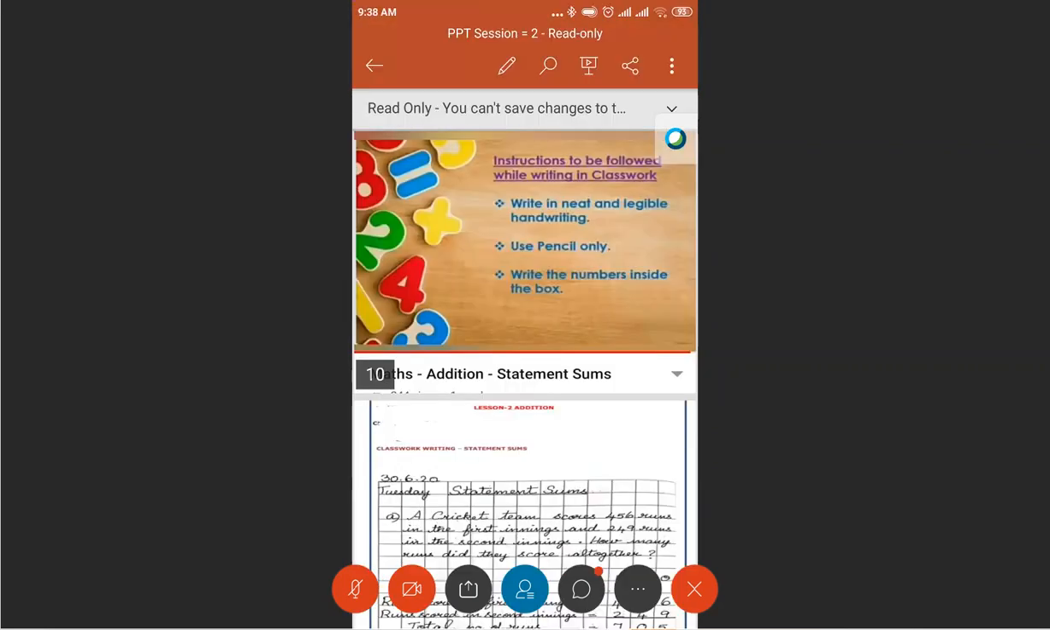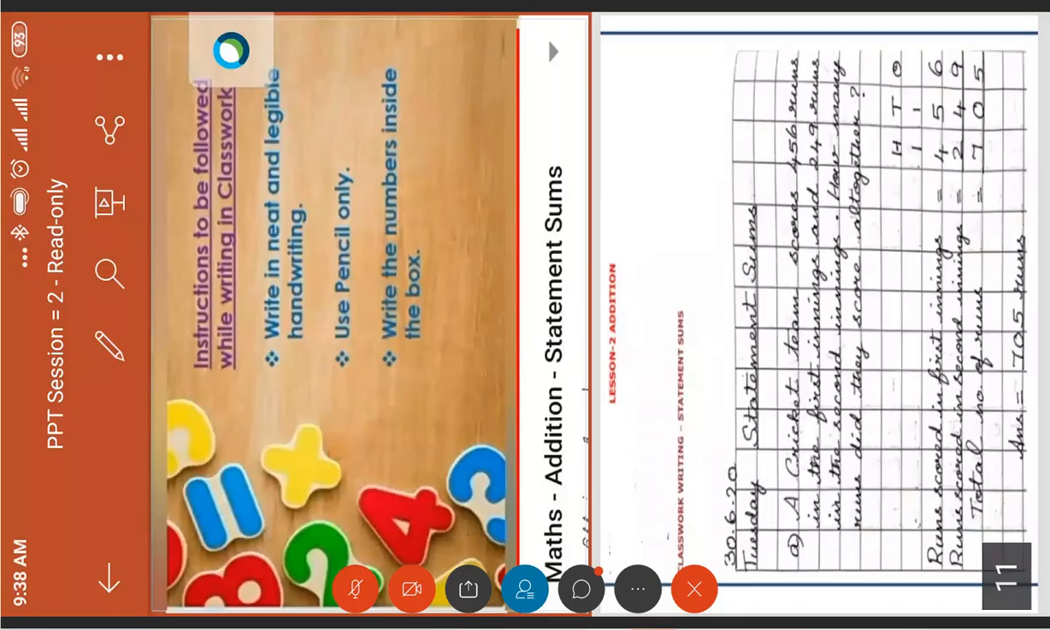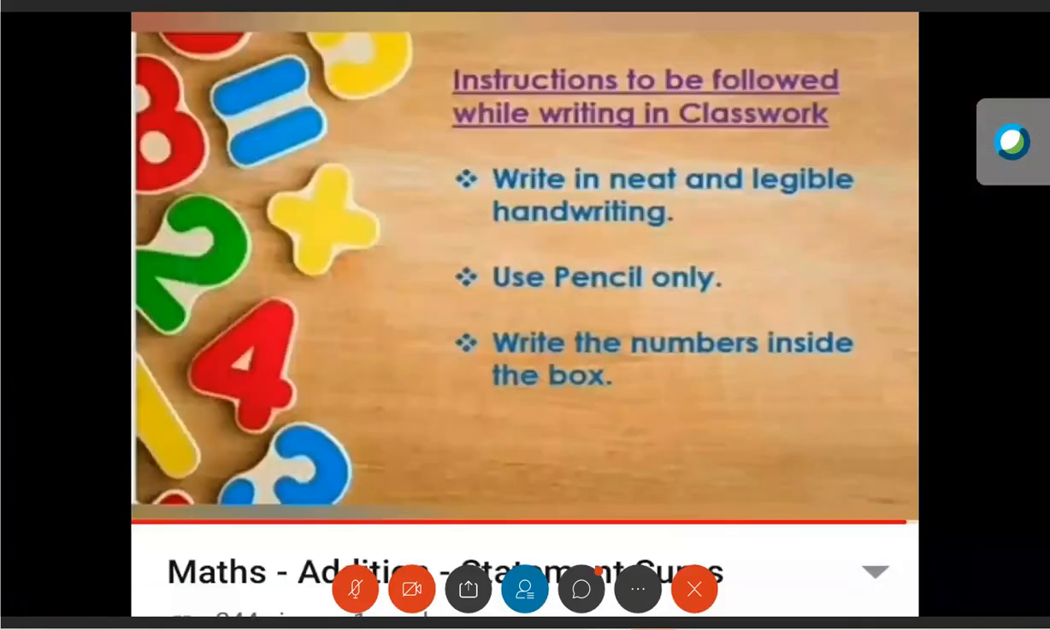Let's go to this sum we are going to show. This classwork we are going to send, so no need to copy. Listen carefully, okay? First, instructions to be followed while you are writing in the classwork. Write in neat and legible handwriting. You should write very neatly in your class note, then only you can read it easily. Otherwise, you couldn't use those notes again, right?